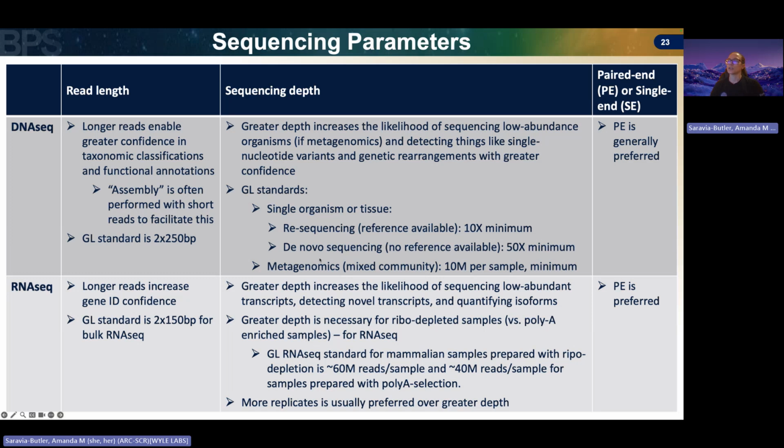And then for metagenomics, this is where you're sequencing DNA from a mixed community, meaning you have multiple different organisms in there. Our standard is around 10 million reads per sample at a minimum.